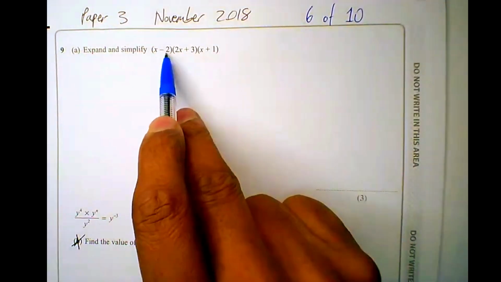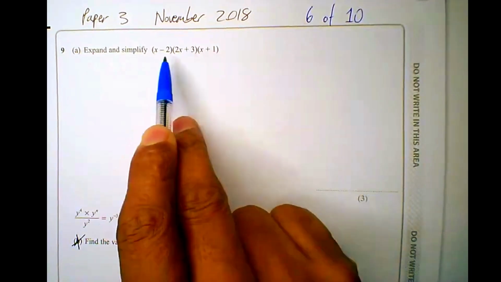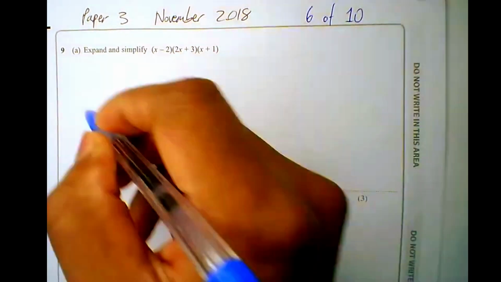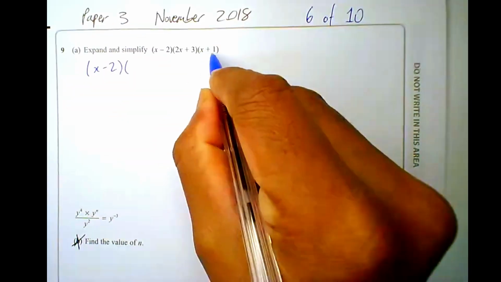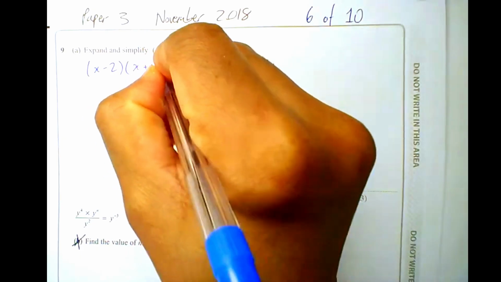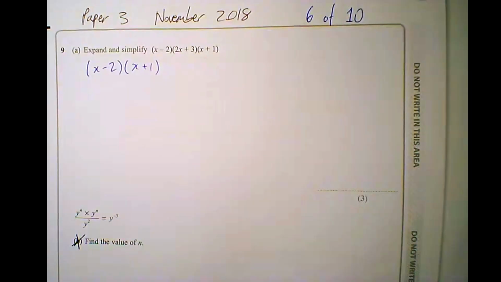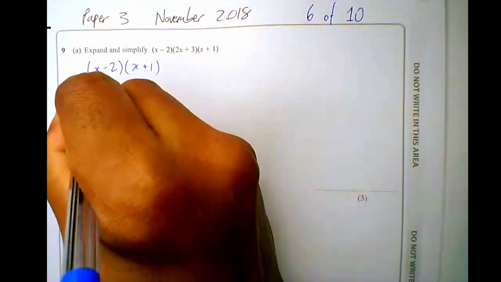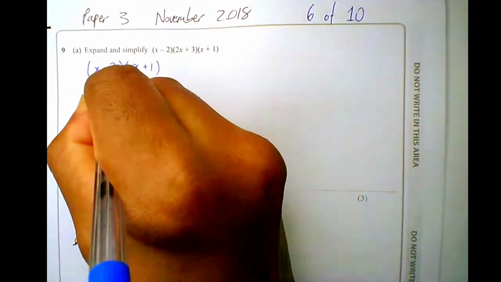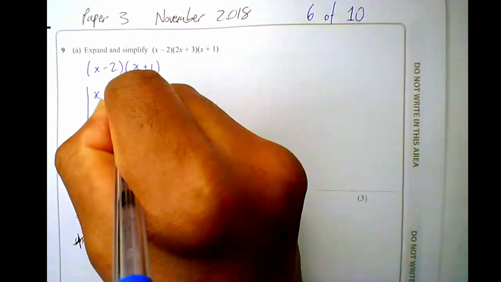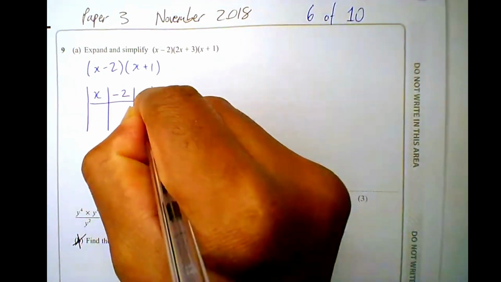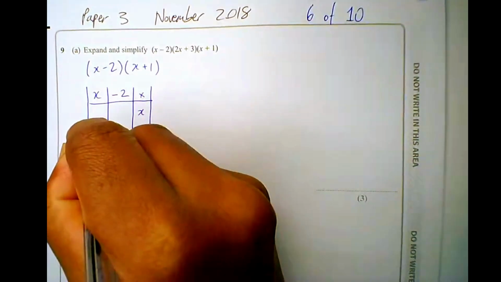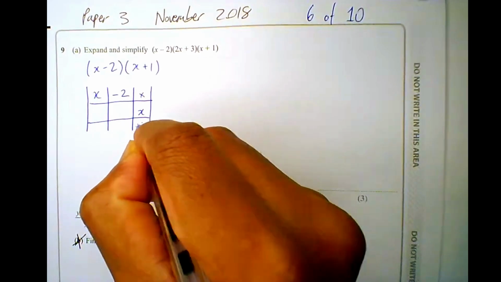Now again, when I look at this, I'm going to keep it easy. I'm going to start with the easier terms. I'm going to take x − 2 times x + 1. And again, I'm going to use my grid method. You can use whatever method you are familiar with, but I highly encourage using the grid method because you are less likely to make a mistake. So x − 2 times x + 1.